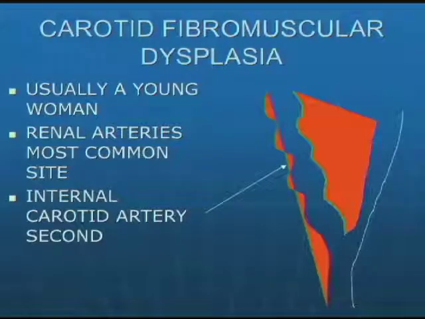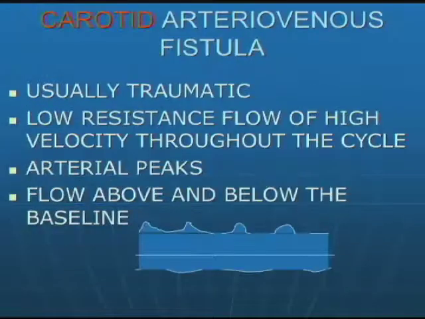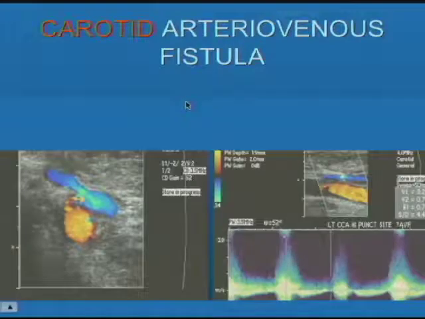Now, fibromuscular dysplasia of the carotid usually is in a young woman, involving the renal arteries most commonly, but the internal carotid artery second most commonly. And in this case, you see these little bulbous dilatations along the track of the carotid artery. In arteriovenous fistula of the carotid, usually it's a traumatic event. It causes low resistance flow of high velocity throughout the entire cycle with arterial peaks and flow both above and below the baseline. Here's an example of a carotid arteriovenous fistula.